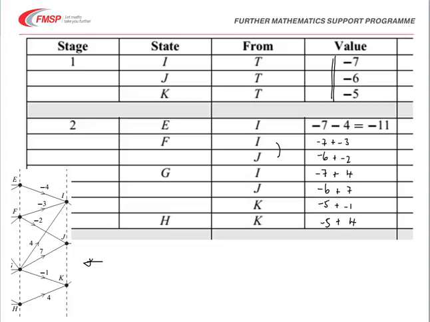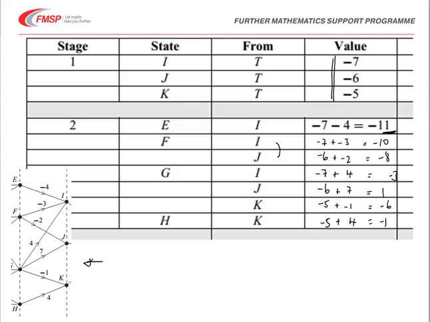So if we now work out what these values come to, the -11 is already done for us. This is -10, -8, -3, 1, -6 and -1. Now for each of the states that we're in, we want the smallest value.